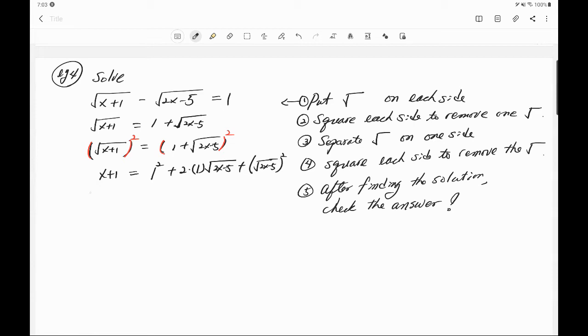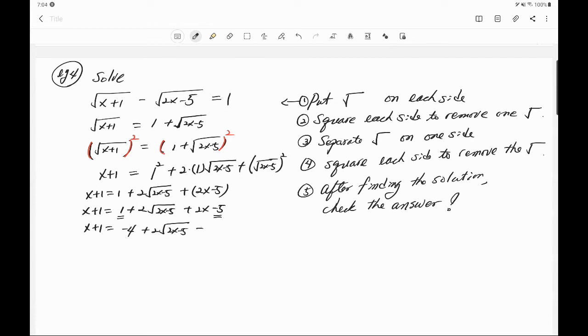All right. Then x plus 1 equals 1 plus 2 times square root of 2x minus 5. Then plus, okay, the square of the square root is what? 2x minus 5, right? 2x minus 5. Then simplify the right hand side. Let's simplify the right hand side. Okay, combine the like terms. So 1 and negative 5, that is negative 4, plus 2 square root of 2x minus 5 plus 2x.